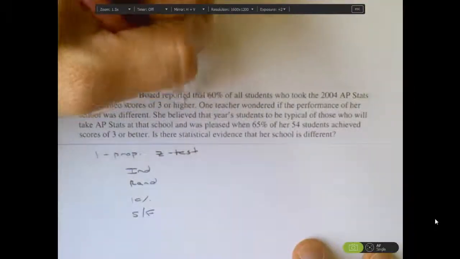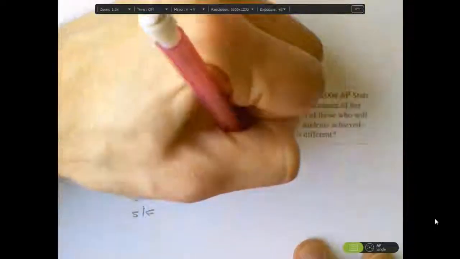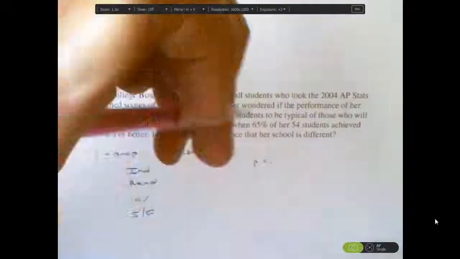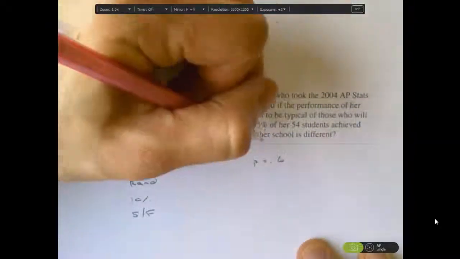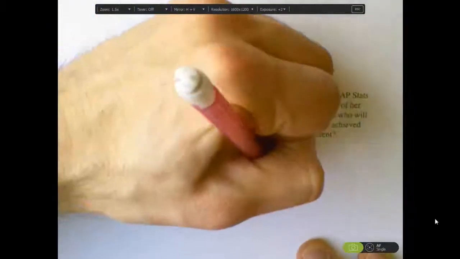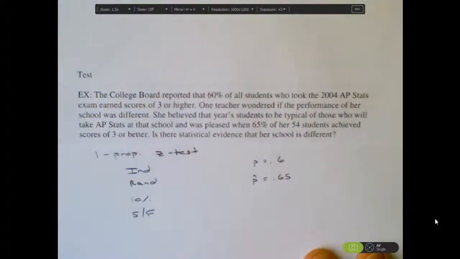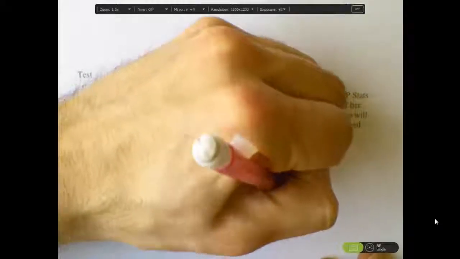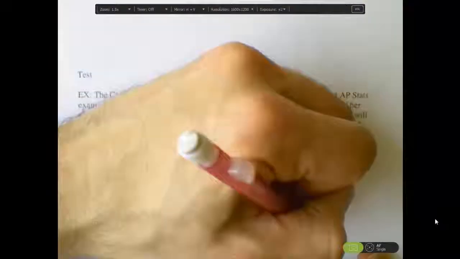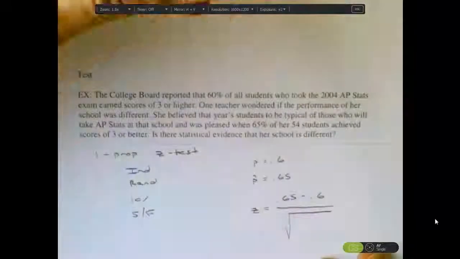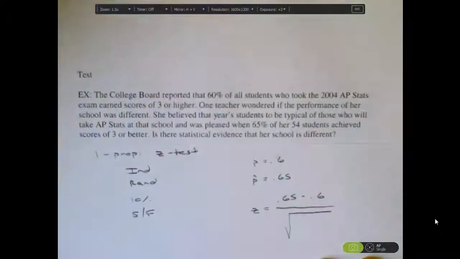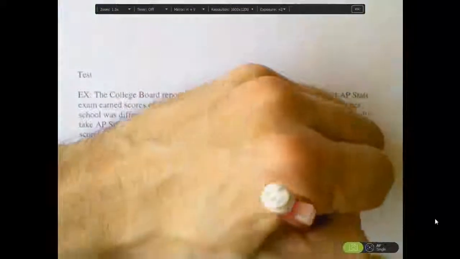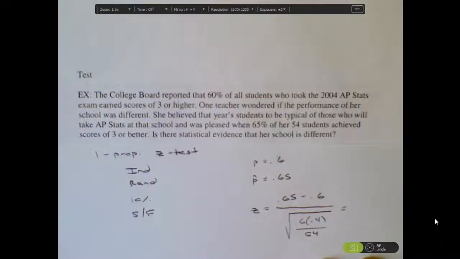The mechanics of this, they believe 60% of students earned a 3 or higher. So that is my population parameter, my claim, not 0.3 but 0.6. A sample was done and 65% earned a 3 or higher. So that's my sample statistic. So calculating a z-score, it's going to be the statistic minus the mean over the standard deviation. The reason the standard deviation is I do know p, it's 0.6. So 0.6 times 0.4 divided by my sample size of 54 is going to give me a z-score.